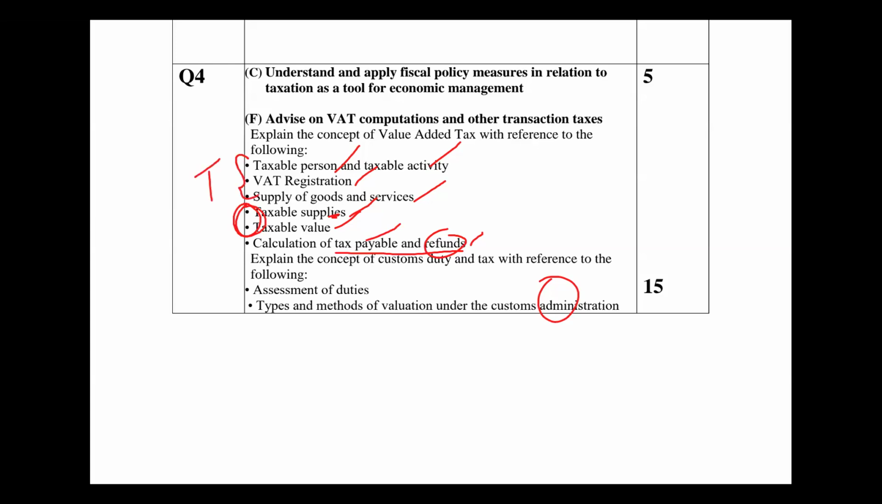So I know that all these others are theories. I'll go and read on them, chew them. Anyhow, I'll be able to write on who a taxable person is. I'll just learn how to write it in my book. Because definitely, if they should ask questions from here, it can be any of these. It will never go far from here. I'll bring last day's question, we'll look at it. Check question 4. Then we have: explain the concept of customs duty, customs and tax with reference to the following: assessment of duties, types and methods of valuation under the customs administration.